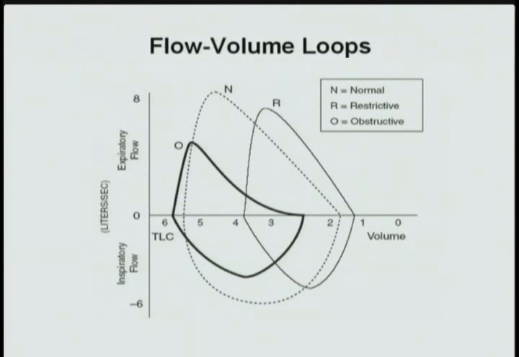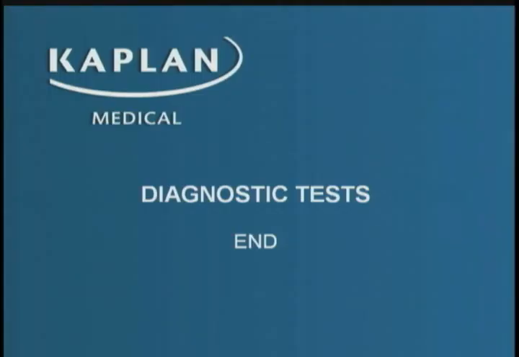Confirm that by looking at the residual volume. Here it is. It's decreased compared to a normal one. And the total lung capacity is decreased compared to the normal one. Any shifting of the curve to the right, restrictive pattern; any shifting to the left of a normal curve, obstructive pattern. Give the patient a bronchodilator, see if they react, to tell the difference between asthma and chronic obstructive lung disease. And that concludes the diagnostic tests.